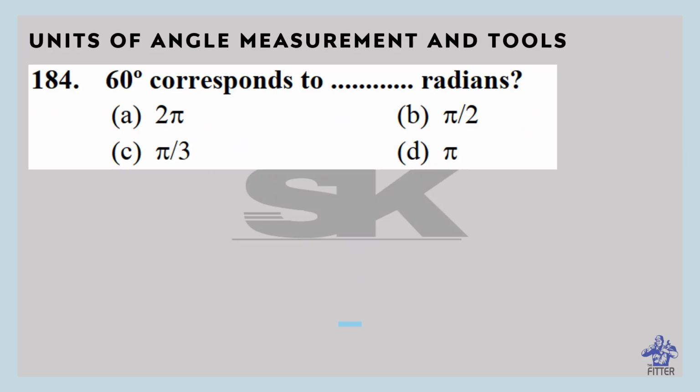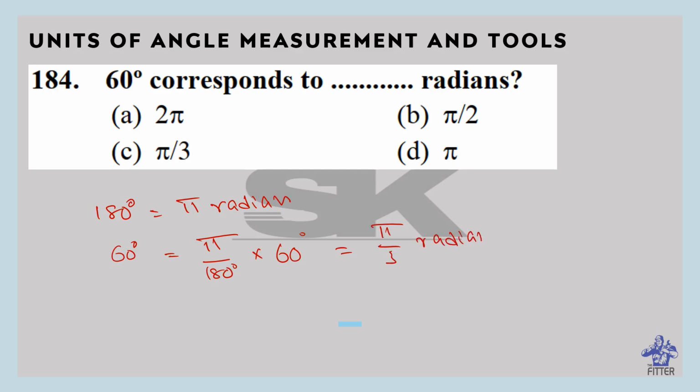60 degree corresponds to how many radians? We know 180 degrees equals pi radians. So 60 degree equals pi by 180 degree into 60. That equals pi by 3 radian. So here the answer is option C.